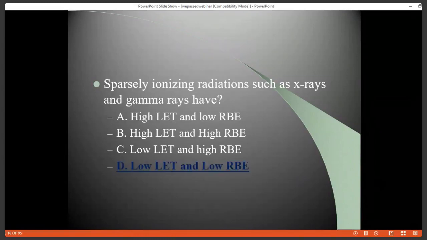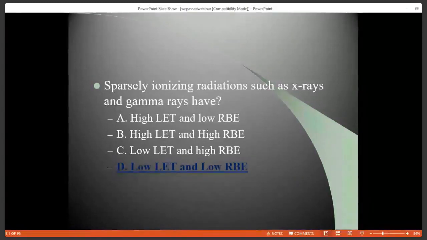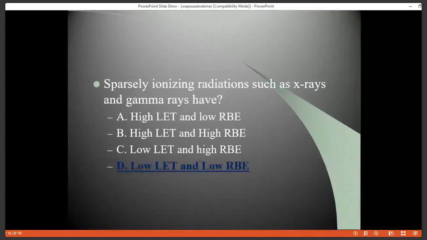Right, and the answer here is low LET and low RBE. So they deposit their energy sparsely over long distances, so they don't have a high amount of energy transfer, and comparatively speaking, X-rays have the lowest relative biological effect compared to the larger charged particles that have high mass as well.